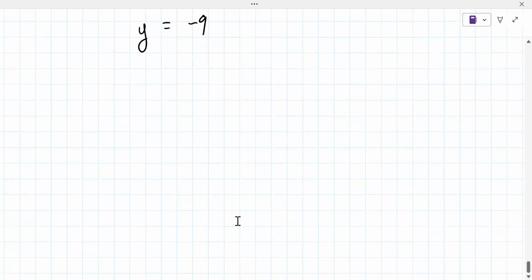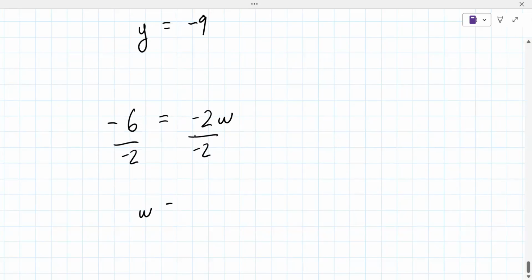Okay, good. Now it could also be the case that the variable's on the right. So here the variable is on the right. You still look at the side with the variable. Don't get distracted by the variable being on one side or the other. So you divide by -2. W equals what in this problem? +3. Yep.